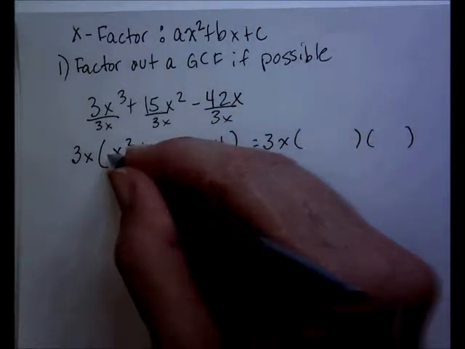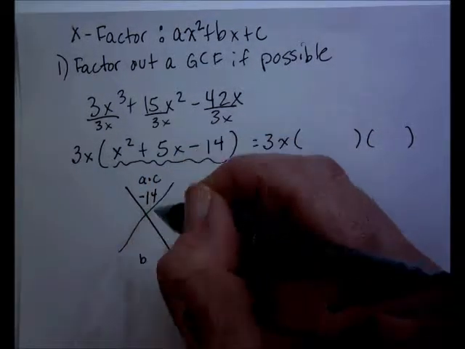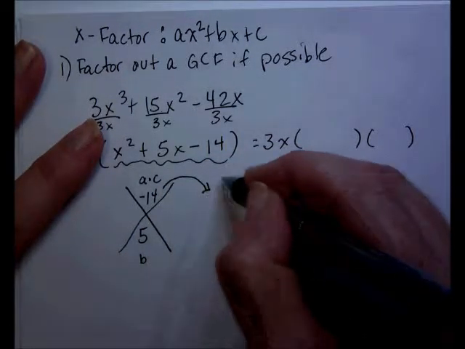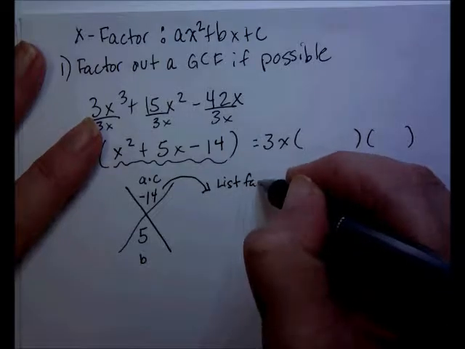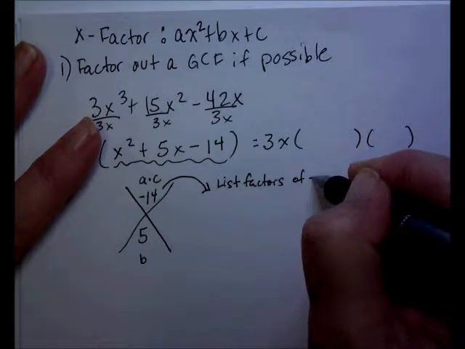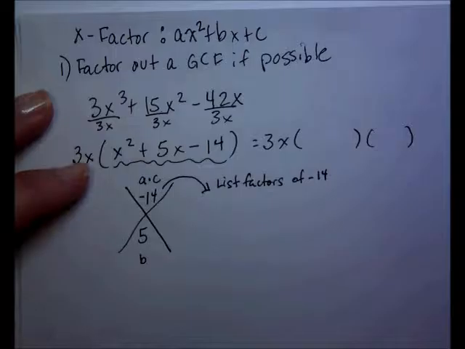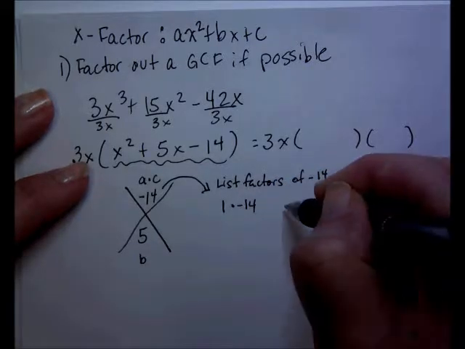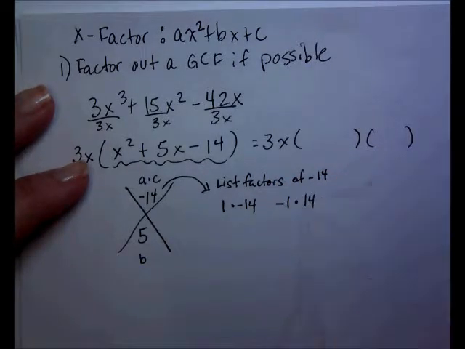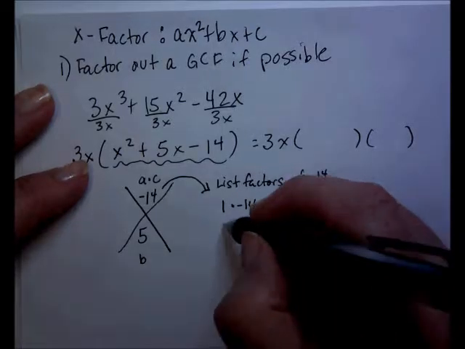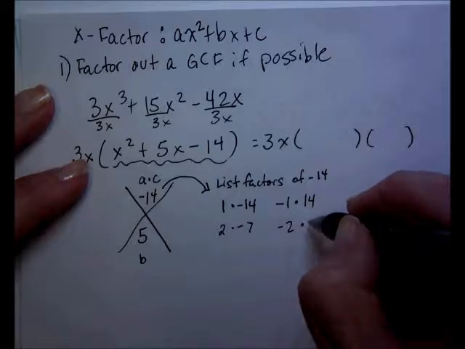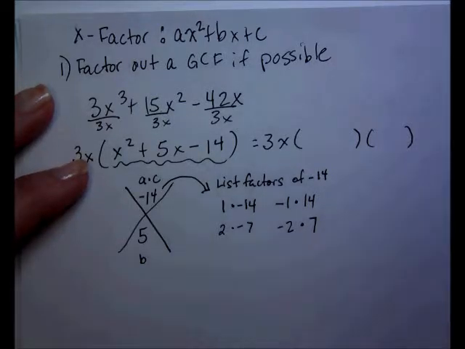So a times c, 1 times negative 14 is negative 14, and then b is 5. So now over here, I list factors of negative 14. Now it has to equal negative 14, so at least one of the factors has to be negative. So in this case, I can have 1 times negative 14, or I can have negative 1 times positive 14, and both of those equal negative 14. And then I can have 2 times negative 7, or I can have negative 2 times positive 7.